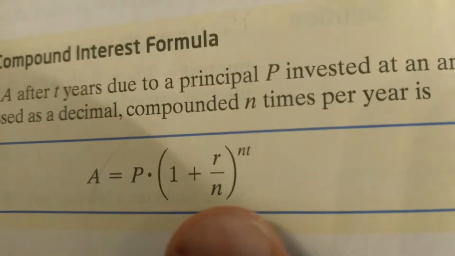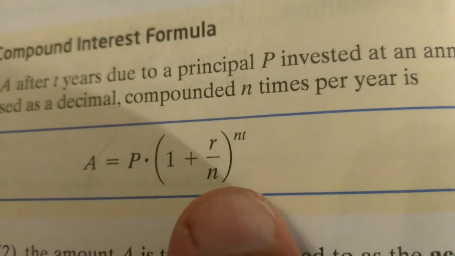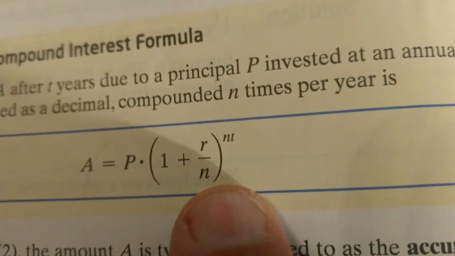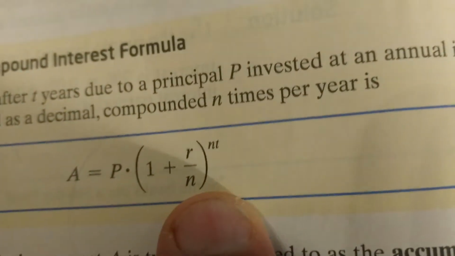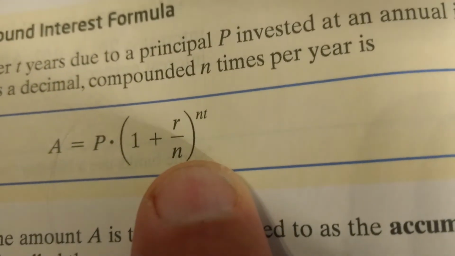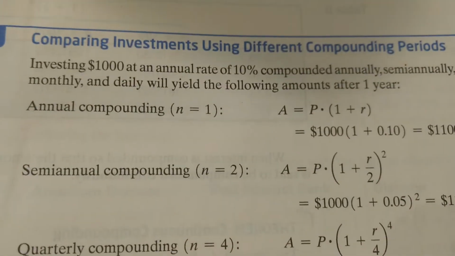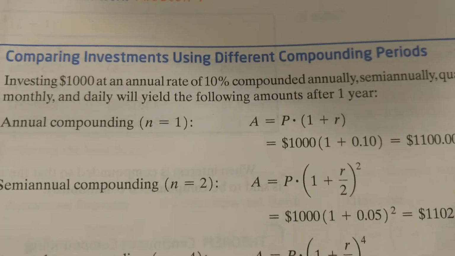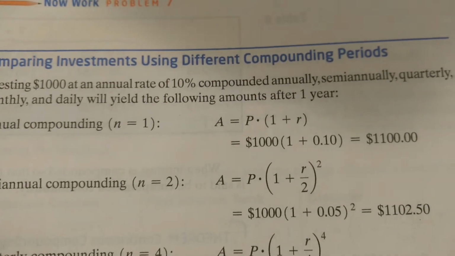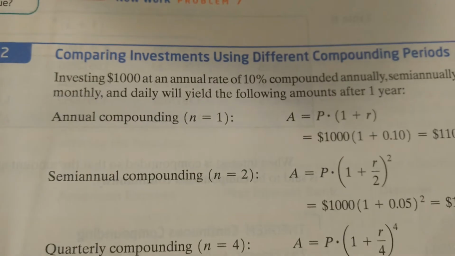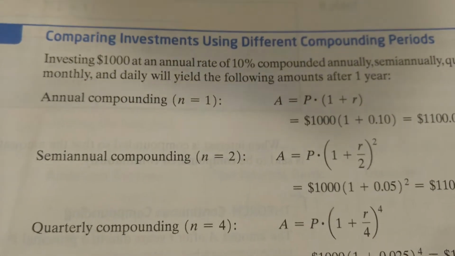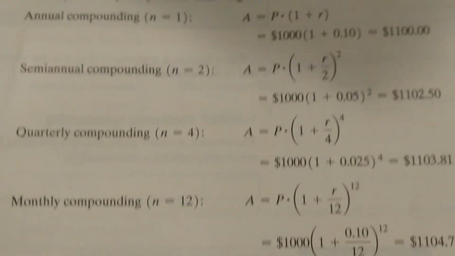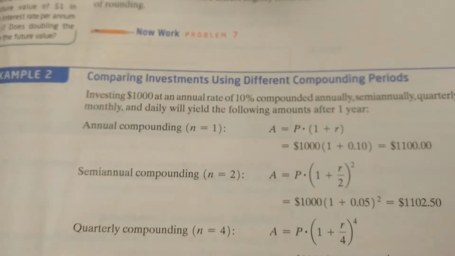Make sure you understand that N in this formula represents how many times a year you compound it. So remember, annually is 1, semi-annually 2, quarterly 4, monthly 12, daily 365. Here's an example problem with this one. It says, invest $1,000 at an annual rate of 10% compounded annually, semi-annually, quarterly, monthly, and daily will yield the following amounts after 1 year. You can see here.